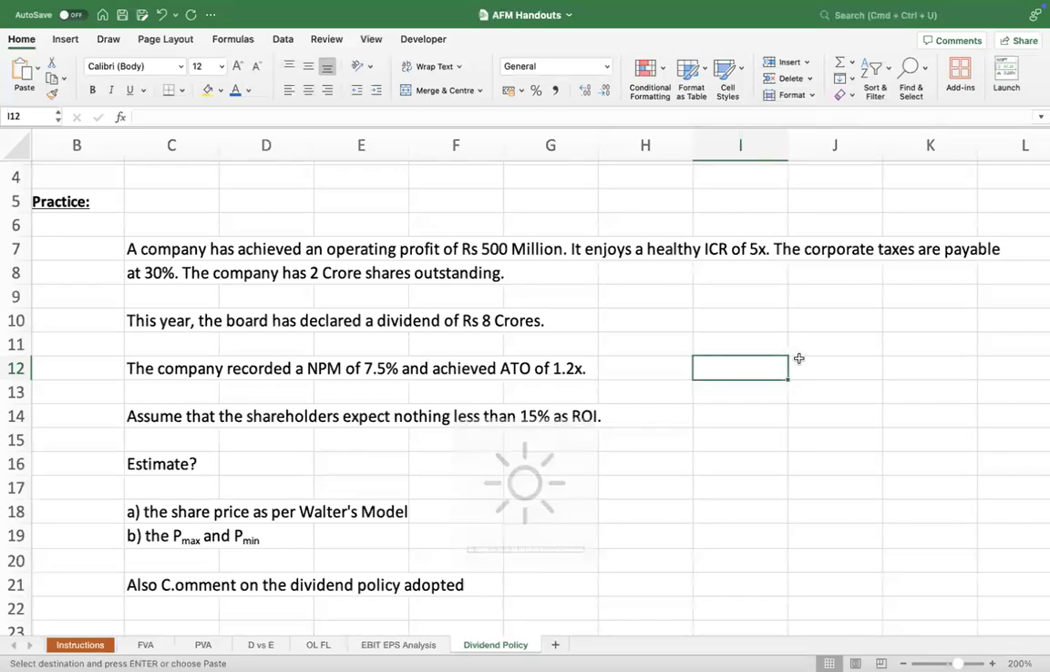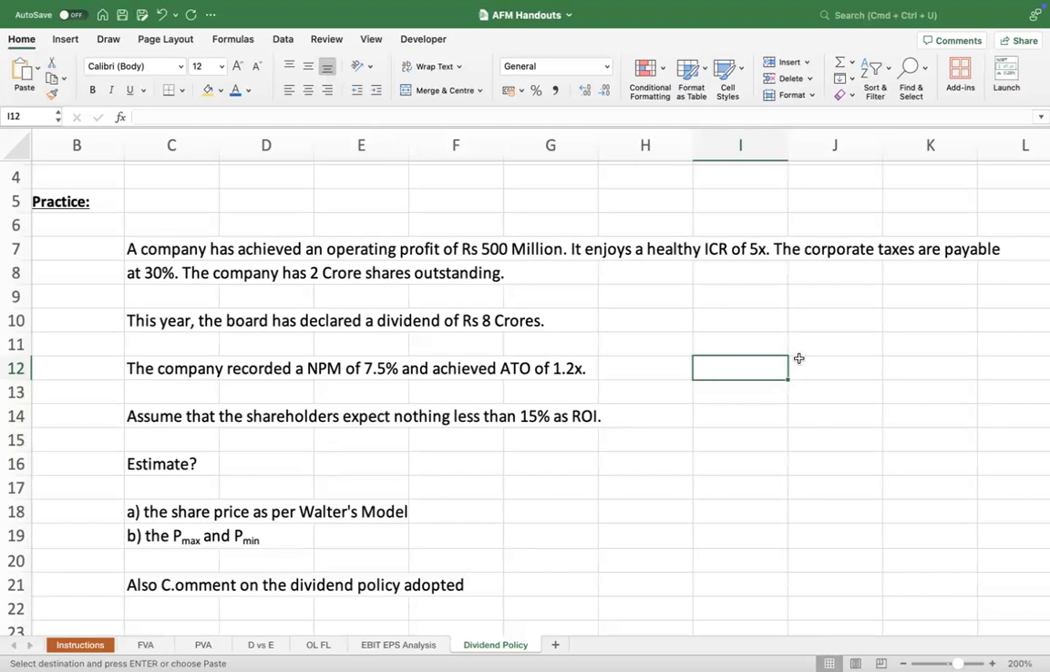So this is the problem that I had shared. A company has achieved an operating profit of 500 million rupees. It enjoys a healthy ICR. ICR stands for interest coverage ratio of 5 times. The corporate taxes are payable at 30%.